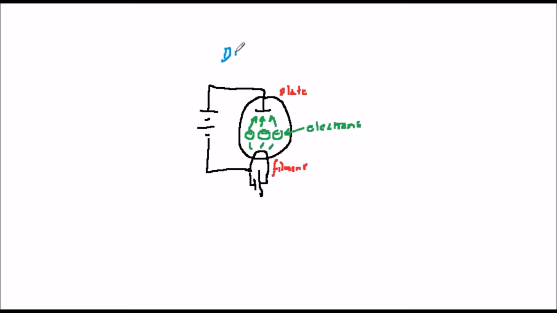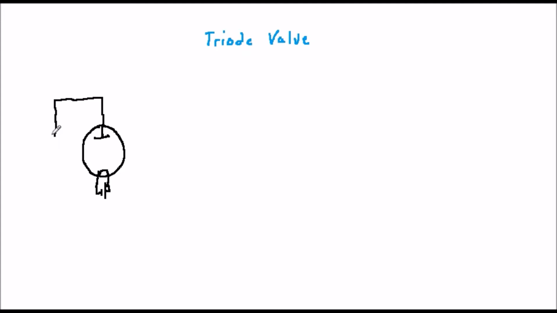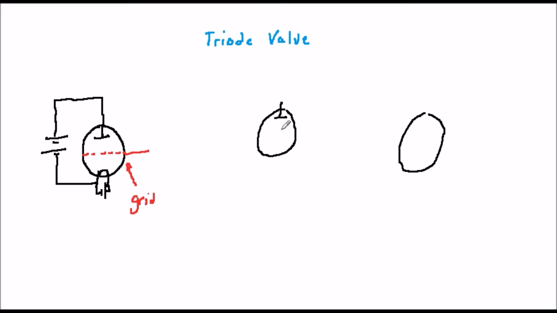a positive plate. The next stage of development of a valve was to insert a grid of wire between the filament and the plate. By putting a charge on this grid, we can control the flow between the two other electrodes. This device is called a triode because it has 3 electrodes.